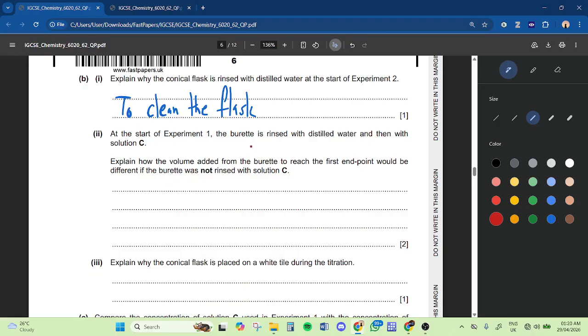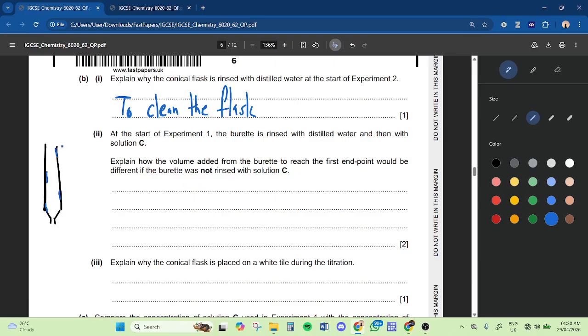At the start of experiment 1, the burette is rinsed with distilled water and then with solution C. Explain how the volume added from the burette to reach the first endpoint would be different if the burette was not rinsed with solution C. So let's take a burette, for example. It looks something like this. Let's say you're rinsing it out with water. One of the key properties of water is that it's very good at sticking to surfaces. It has a lot of adhesion.